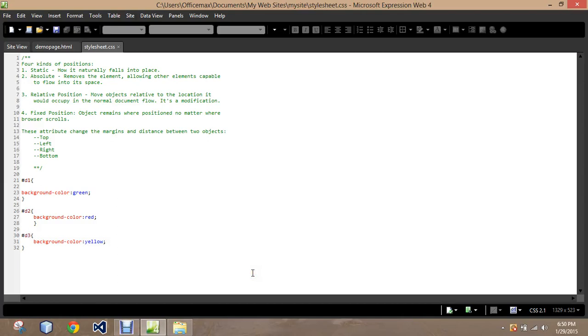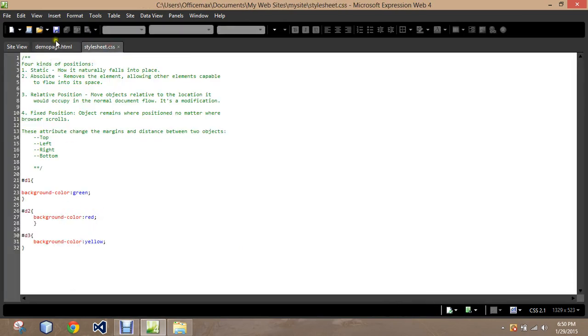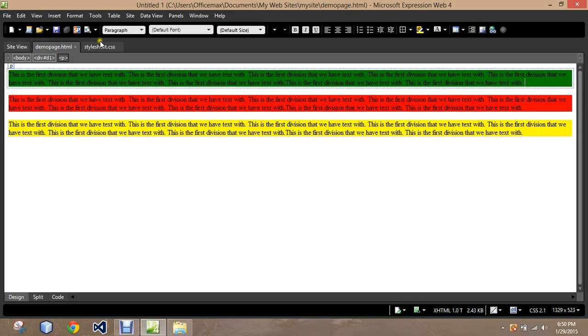The next element we have is what's called relative positioning. This moves the object relative to its location it would normally be at. So once again, we're going to do this to our middle division. I went ahead and reset it so that yellow is below red.